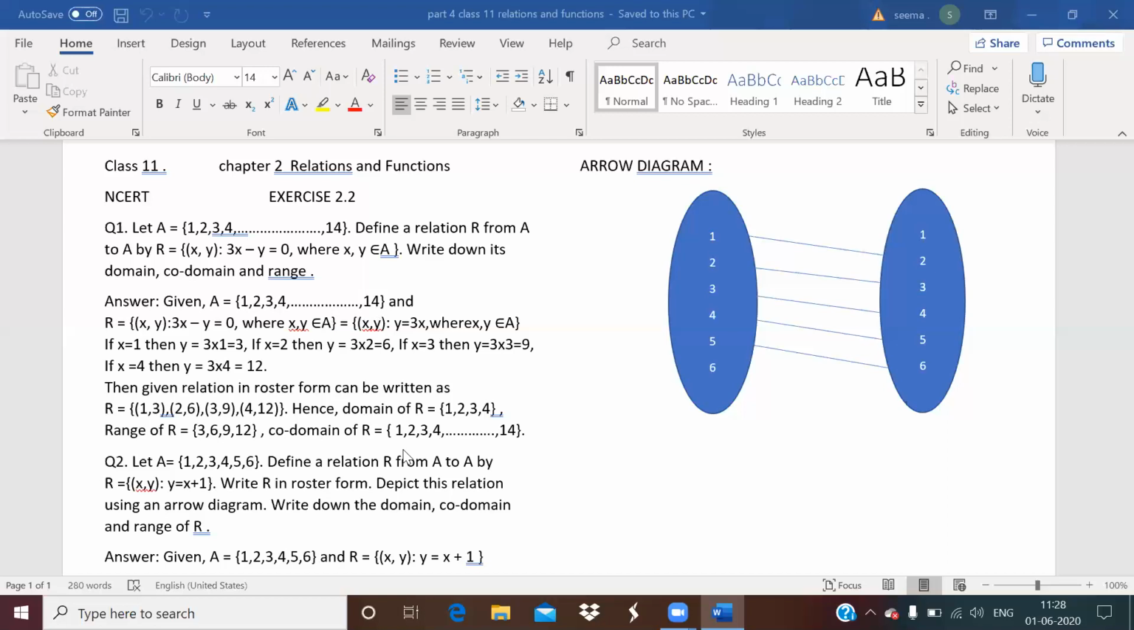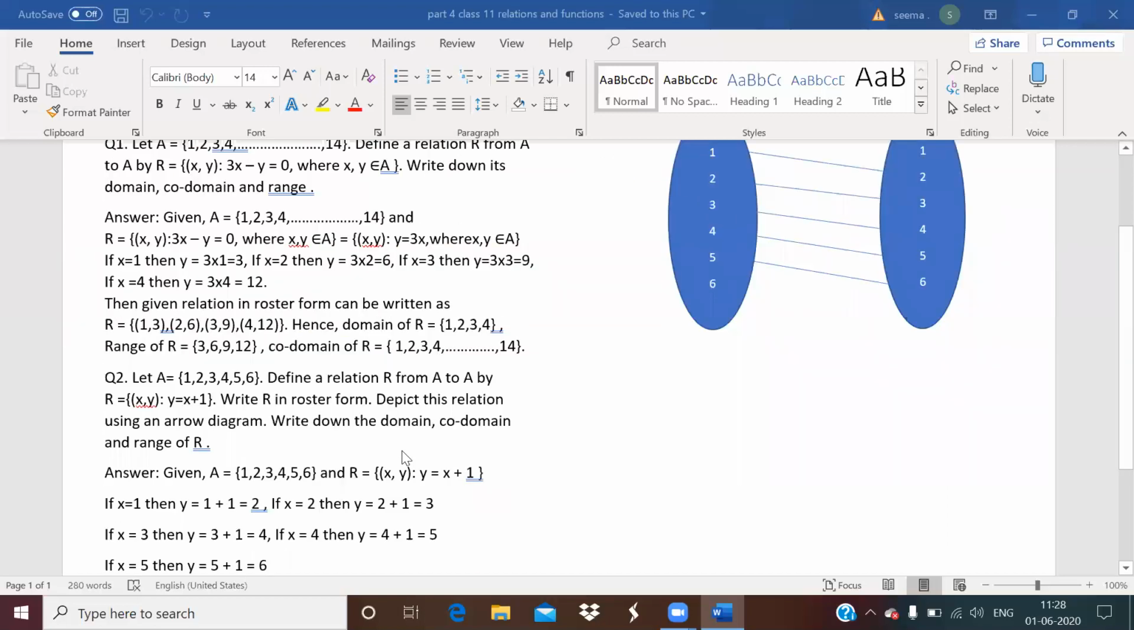Let us discuss one more example that will be more clear to you. What is given to us here? A is having 6 elements, 1, 2, 3, 4, 5, 6, and the relation given to you from A to A is y equal to x plus 1. We have to write it in the roster form, show this relation with an arrow diagram and write down its domain, codomain, and range.